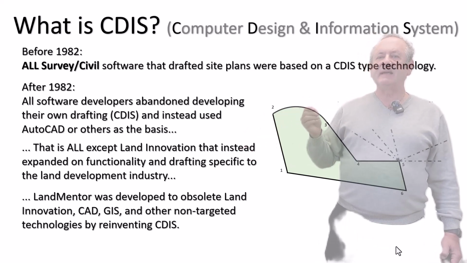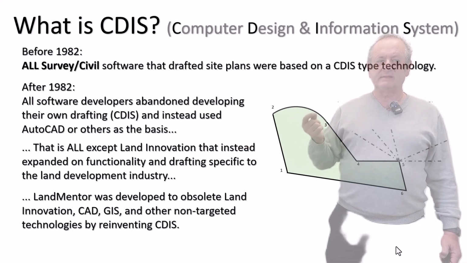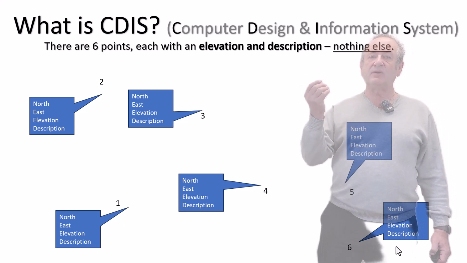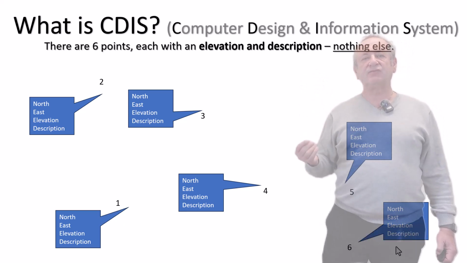So again, the CDIS, the only thing that exists is the points themselves. Land Innovation had a point number, northing, easting, elevation, and a description.